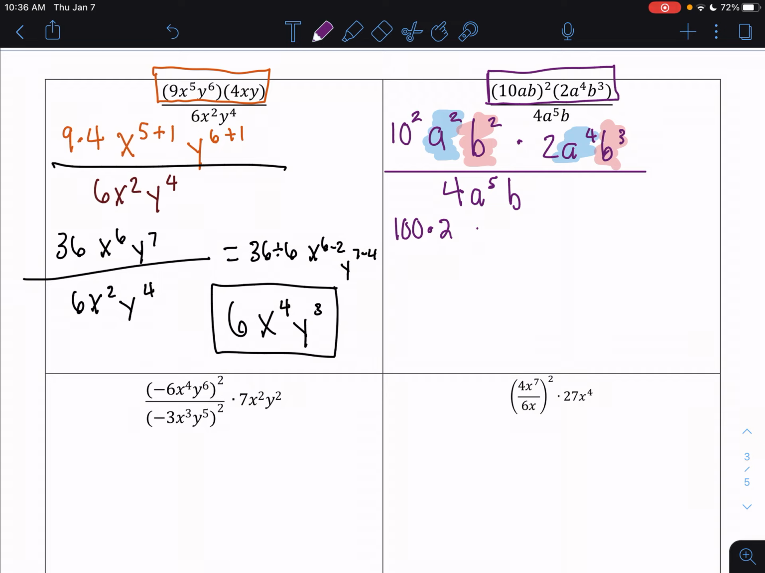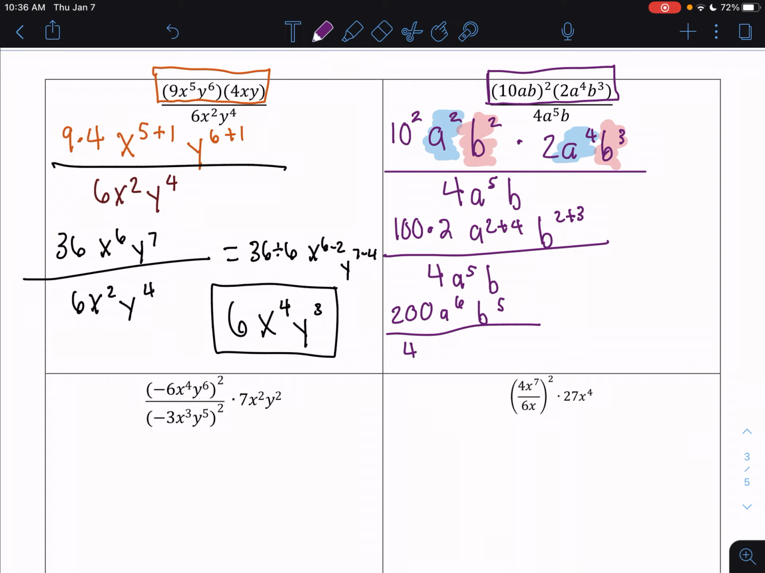And then we would have a to the 2 plus 4 times b to the 2 plus 3 all over 4a to the 5th times b. All right, let's simplify this down. What did we get? 100 times 2, 200, times a to the 6th times b to the 5th, all over 4a to the 5th times b.